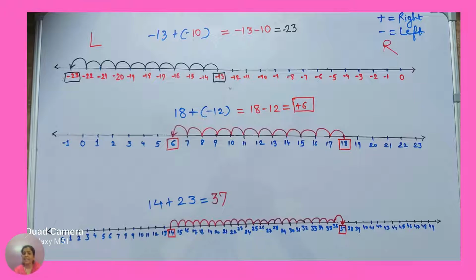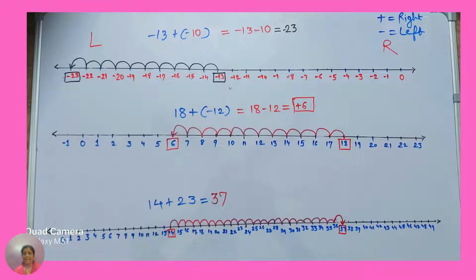Now where is the 18 on a number line? You can see all the number lines I have drawn according to my own convenience. You should also understand how you have to draw a number line for a particular sum. So now here I will find 18. I got 18 here. In between, a minus sign is there.